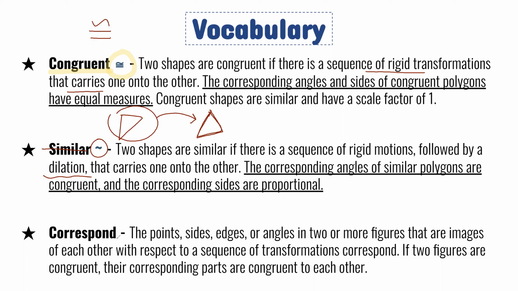And then, you're going to hear me say corresponding a lot. So the points, sides, edges, or angles in 2 or more figures that are images of each other with respect to a sequence of transformations correspond. If 2 figures are congruent, their corresponding parts are congruent to each other.